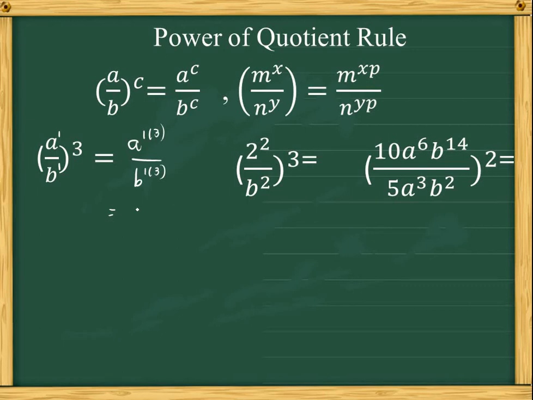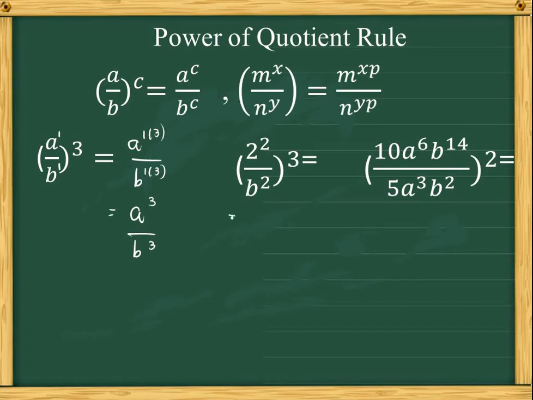So, what we will do is just copy a raised to cube, b raised to cube. Can we subtract the exponents of a and b? Of course not. Why? Because they have different bases. The base of this is a, the base of this is b, they are not the same.